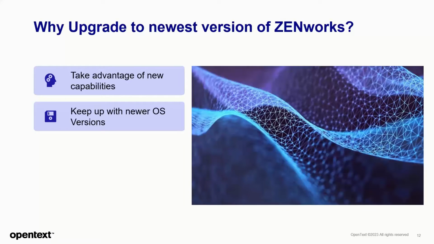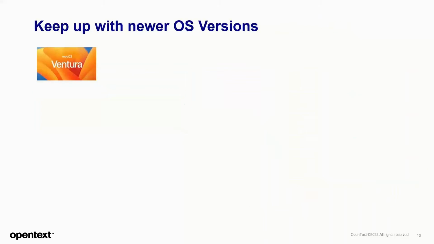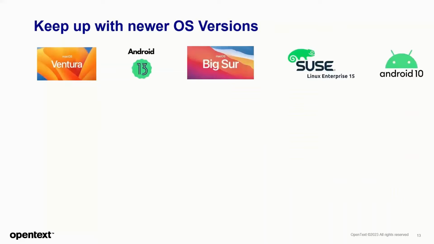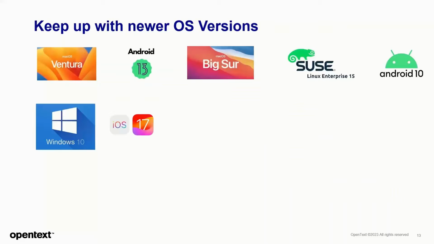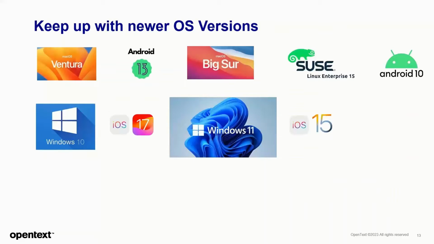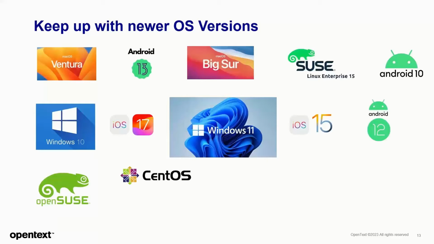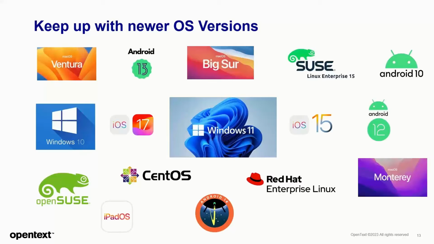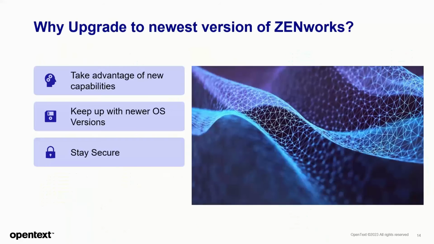You need to keep up with new OS versions. With every new ZENworks release, we bring in support for new versions of operating systems your devices may be running. This ranges from supporting newer versions of macOS, Android, iOS, SUSE, Windows, RHEL, and even new platforms like CentOS or OpenSUSE. This ensures that you are able to move your endpoint estate to newer and more secure OS versions as they are released. So let's talk about the need to stay secure.